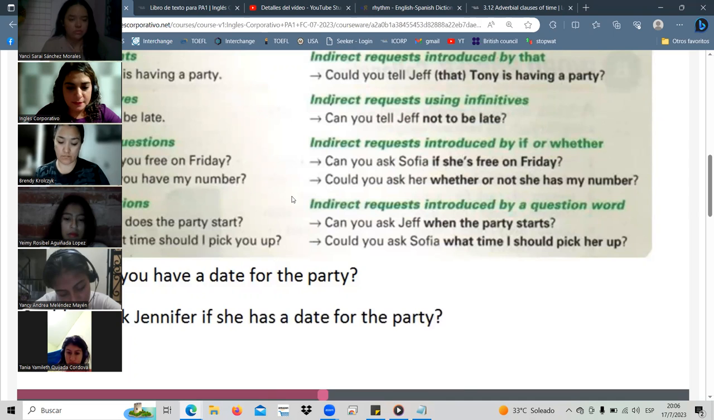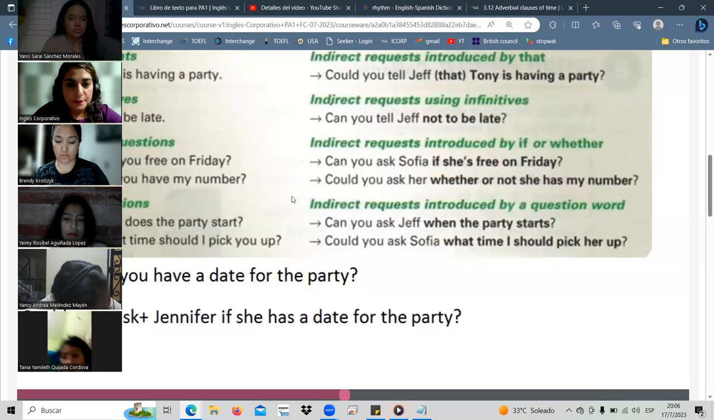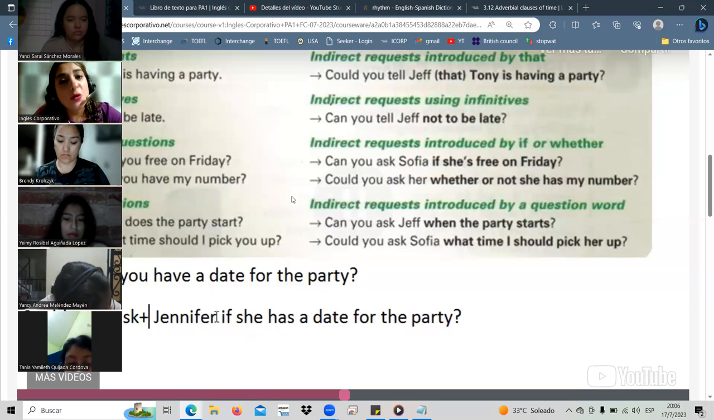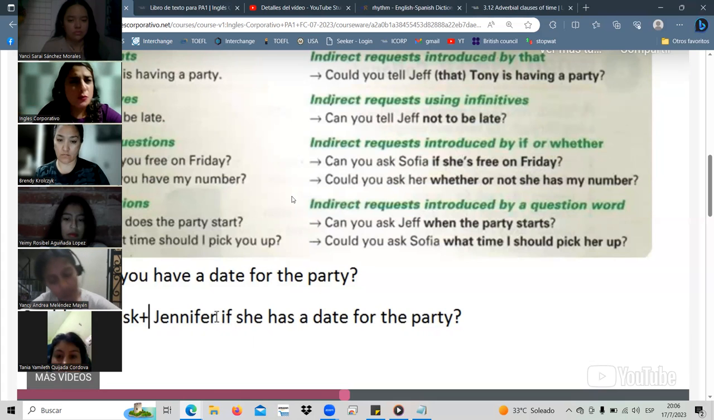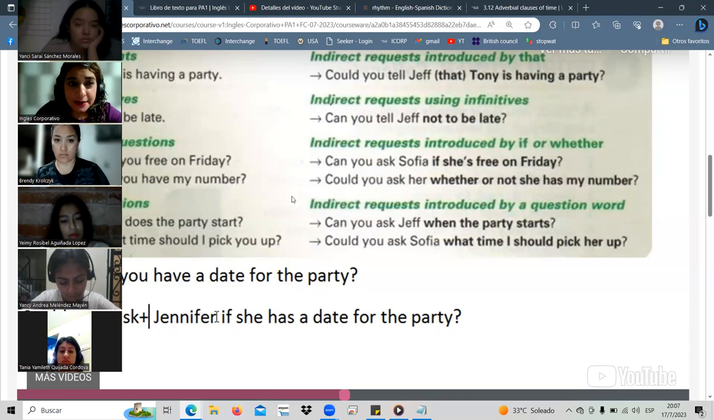All right, so what we did was we added could you, and then that follows the verb ask, and then that follows the structure. Here it is not a direct question, so we make it indirect, like an affirmative structure. All right, so in this case, instead of saying if she has, just remember the third person. Always if it's the third person, we're going to change the verb, right? Yes?